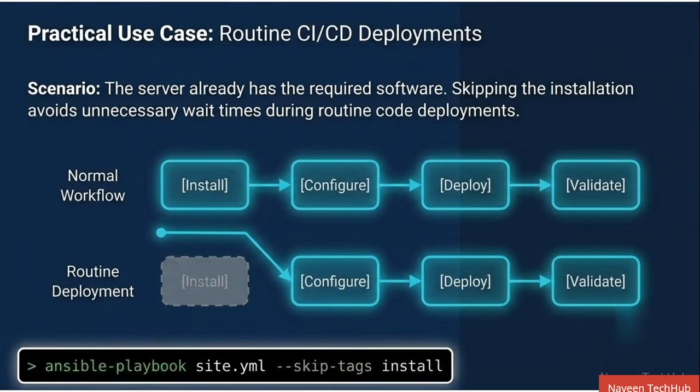Let us connect this concept to a real deployment scenario. Suppose the target server already has all required software installed. During a routine code deployment, repeating the installation step wastes time. We can use --skip-tags install and execute only configuration, deployment, and validation. This is a simple example of how tags make CI/CD pipelines more efficient.